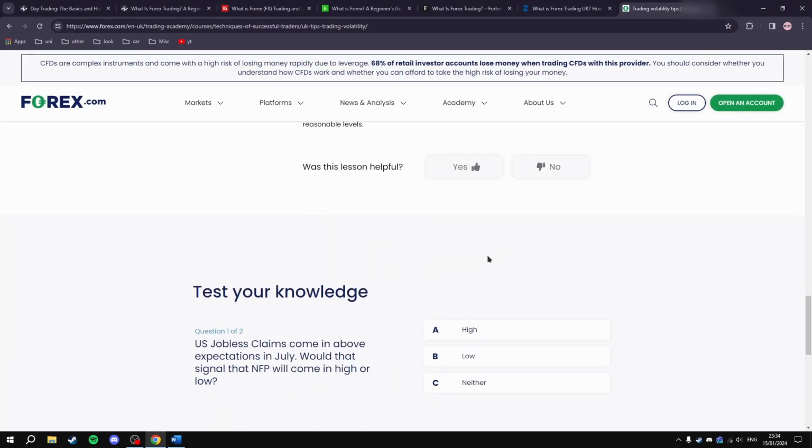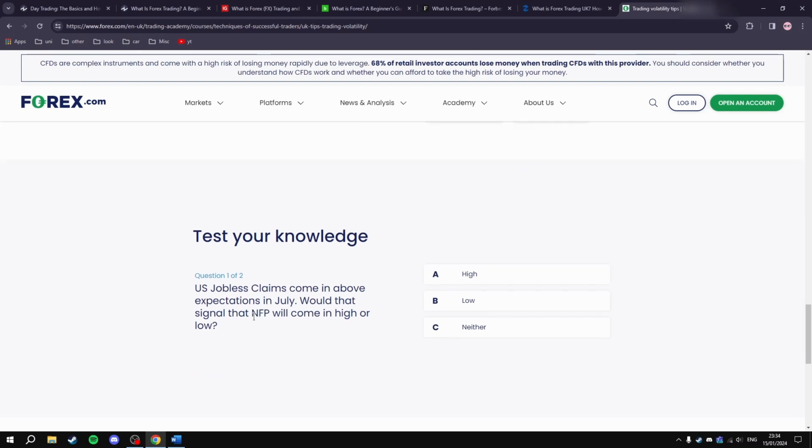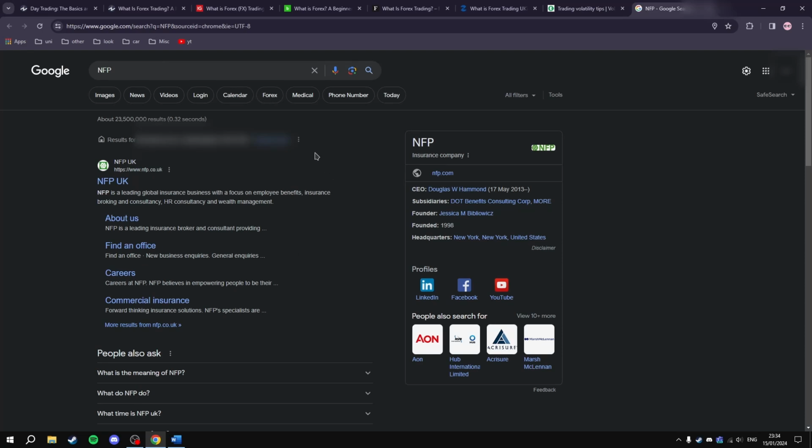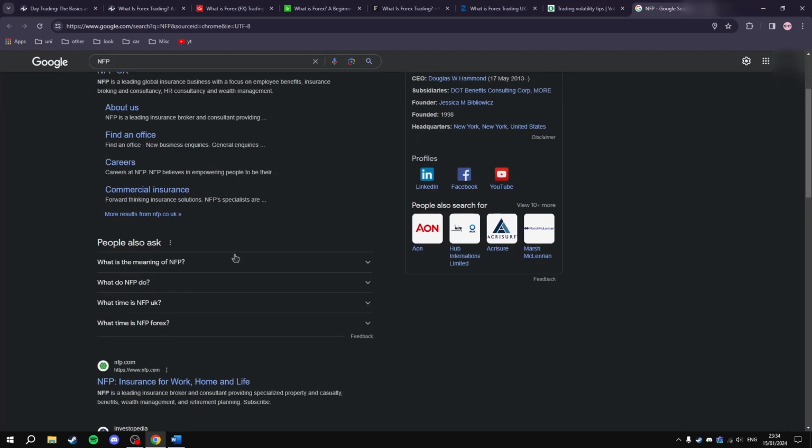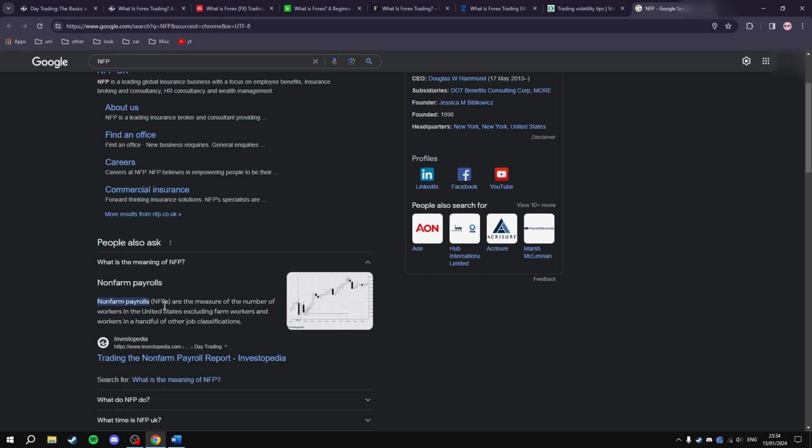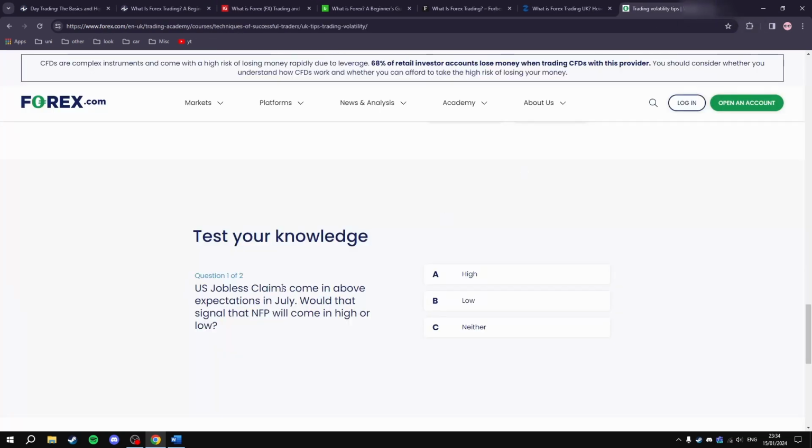That's a really bad way of saying it, but US jobless claims in the above example come in above expectations in July. Would that signal that NFP will come in high or low? NFP, I'm pretty sure I wrote this down, but what does it stand for again? NFP, non-farm payroll, number excluding farm workers. Oh right, okay, yeah. US jobless claims come in above expectations, low.